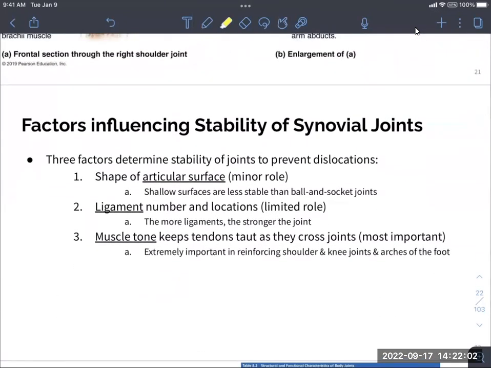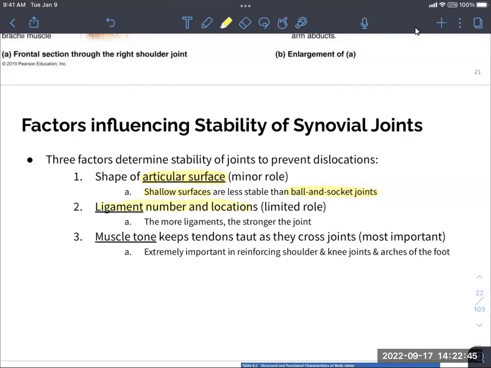So let's look at what can affect the stability of our synovial joints, because there's a lot. First, the shape of the surface. How well do the bones fit together? Like in your shoulder, that's a shallow surface that they fit together on, so it's not as stable as, say, your hip. Your hip, where the femur attaches to that os coxa bone, is a deep ball and socket. That is very stable compared to your shoulder.